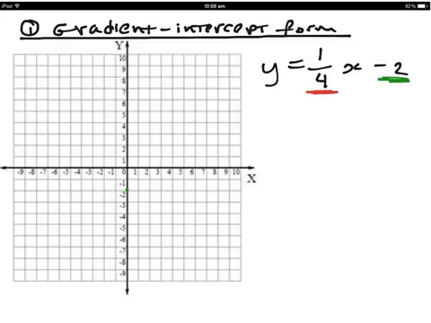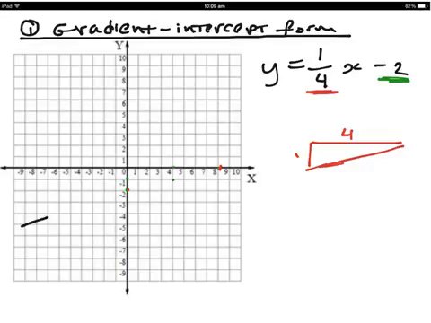The gradient is rise over run. So it goes up 1 along 4. So if we just, from our starting point of 0, -2, go up 1 along 4, we can actually add 1, 2, and there we go, 1 again, 1, 2, and there we can have our second point. And of course, once we've got 2 points, we can draw the line between them.